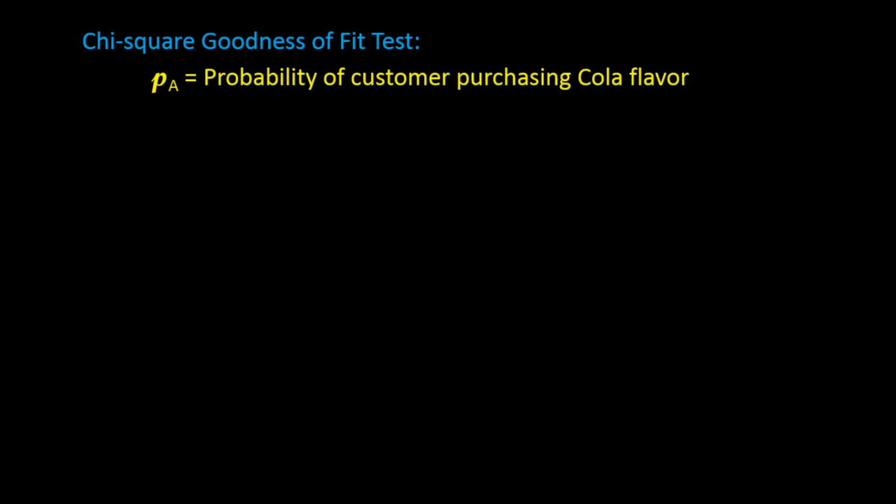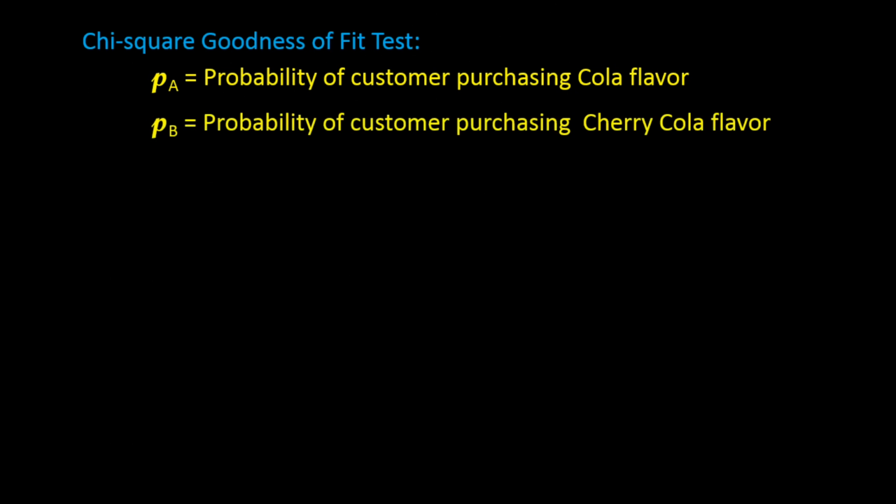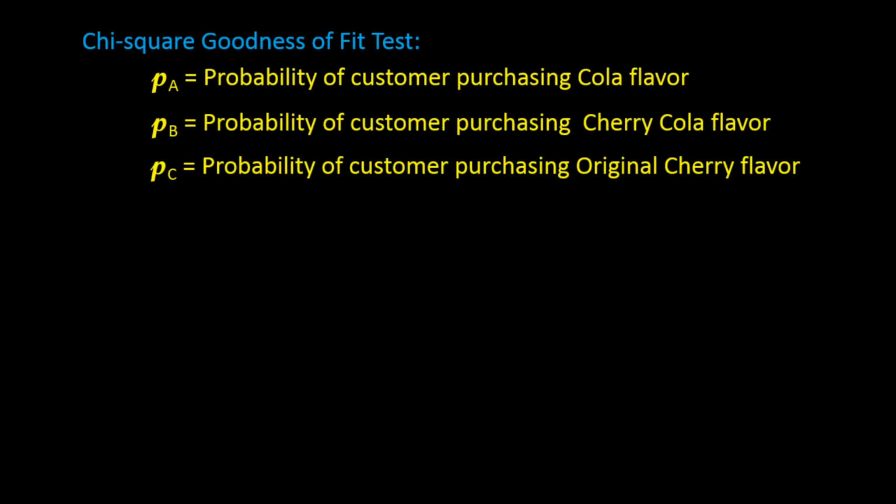We will be using the chi-square goodness of fit test to determine whether a random variable follows a specific probability distribution. So for example, let's say we have 3 soft drink flavors: cola flavor, cherry cola, and just original cherry. We will define P subscript A as the probability of a customer buying the cola flavor, and P subscript B as the probability of a customer buying the cherry cola, and P subscript C as the probability of a customer buying the original cherry flavor.